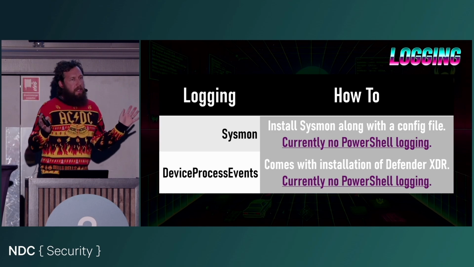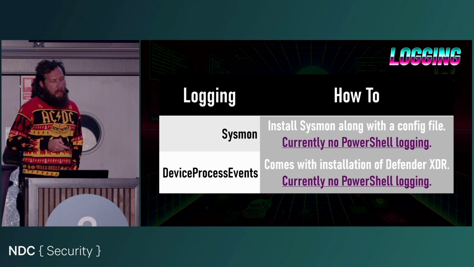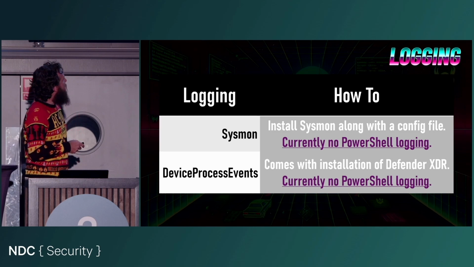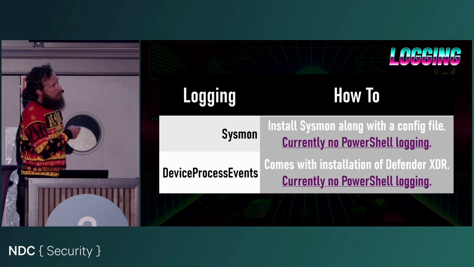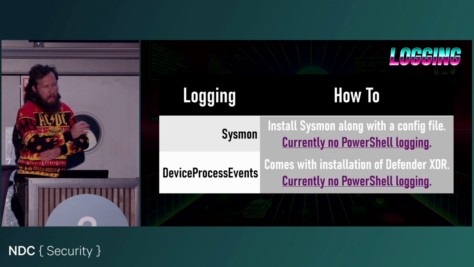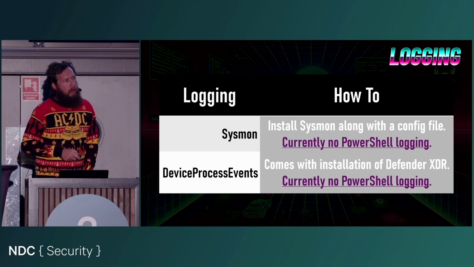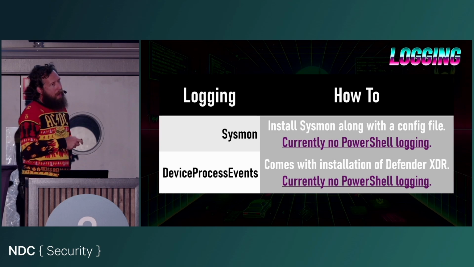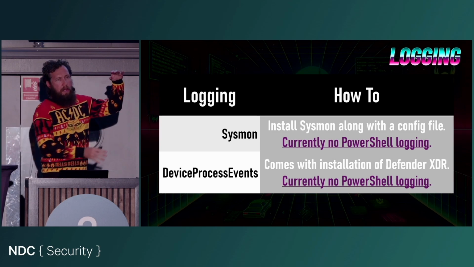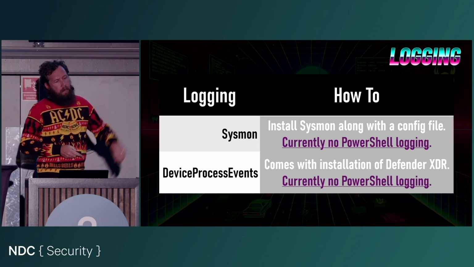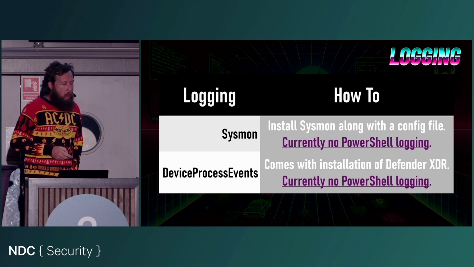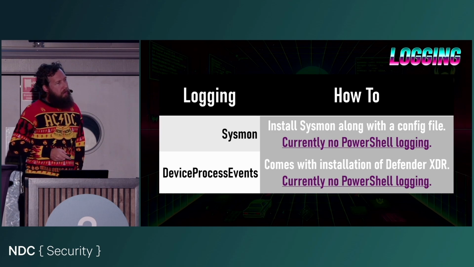And so across fleets of thousands of servers, that can become quite a task just to keep Sysmon up to date. And then you've got your device process events. So if you are running Defender XDR, you'll get those, but there's currently no PowerShell logging. The only way you see PowerShell is if there is PowerShell within that process tree for a detection, which is common enough, but with this technique, it sometimes doesn't trigger.